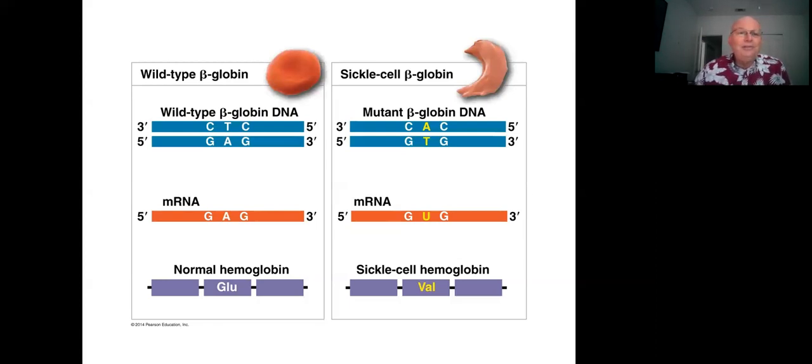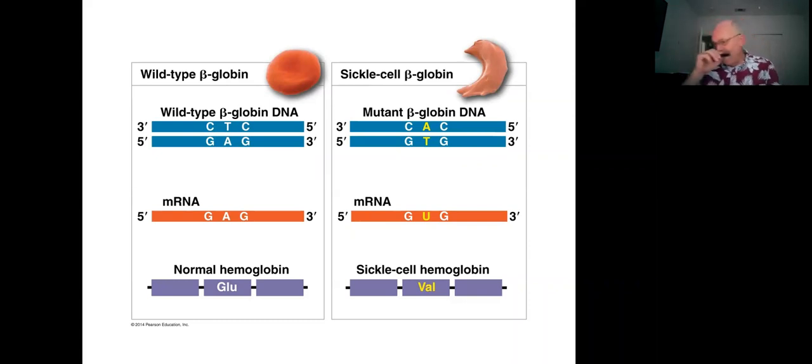Now, the reason why this is so significant is because it's changing one of the non-wobble nucleotides. It's changing the middle nucleotide of the codon. If it had been changing the third nucleotide, the G, it may not have had any effect at all. But because it's changing the middle nucleotide of the codon, it is changing the amino acid.